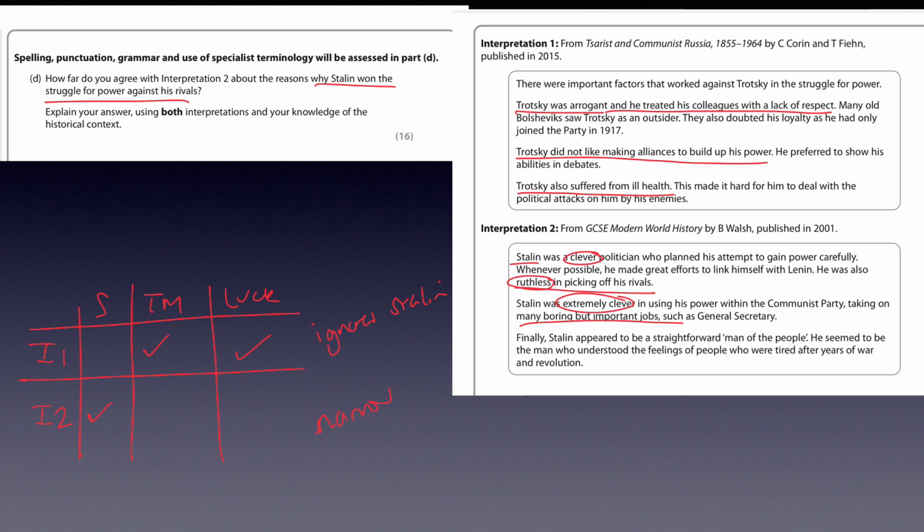And I've just written my judgments at the side: I1 ignores Stalin, and I2 is very narrow because it just focuses on Stalin. But I put a ring around some really persuasive language that I can see there from Ben Walsh's book.